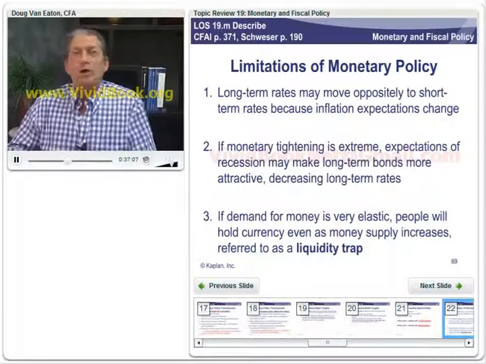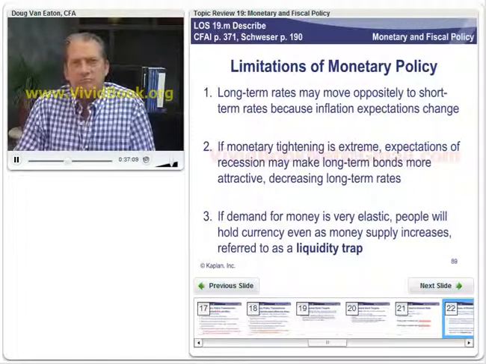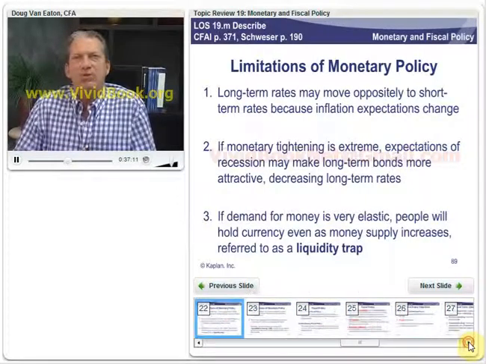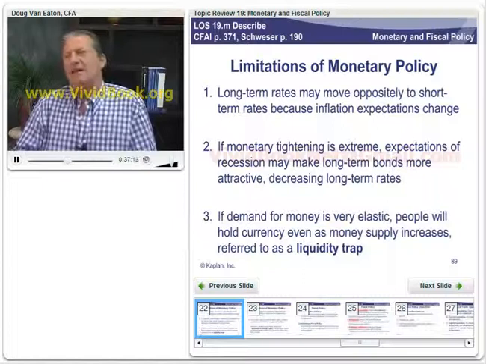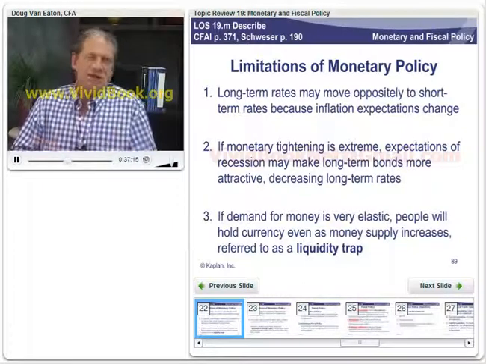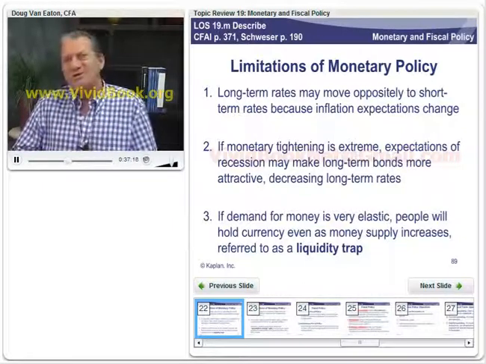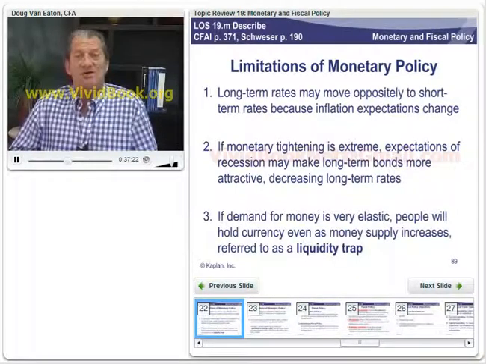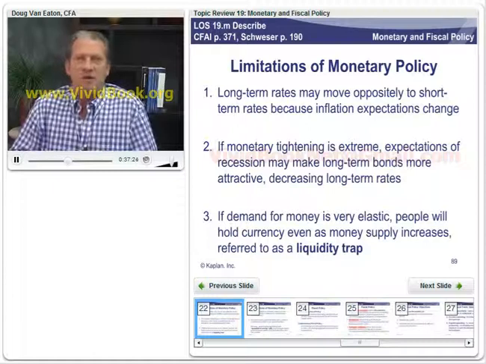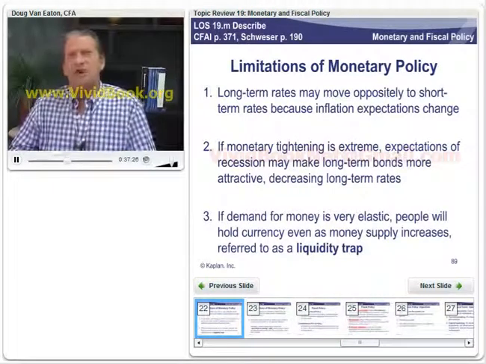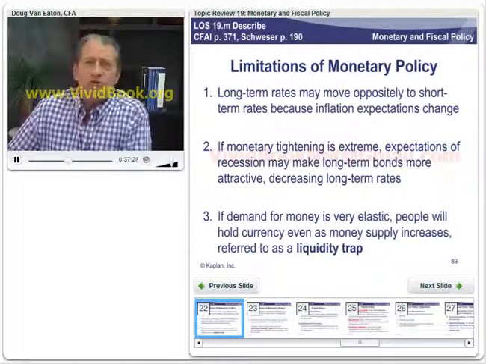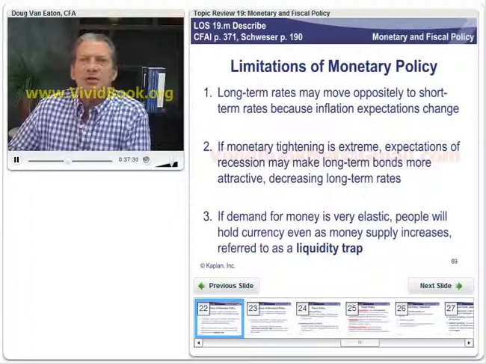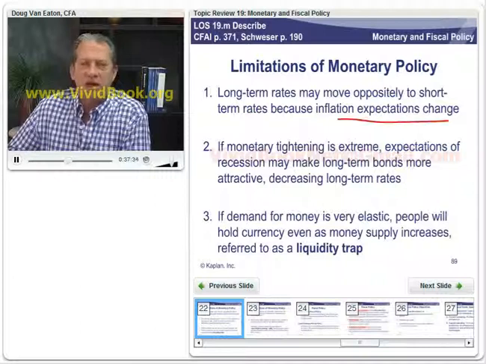So, earlier we talked about the banking system, the potential, and how this transmission mechanism works. Well, are there reasons why it might not work and limitations on what central banks can do with monetary policy? Well, yes, there are, and let's talk about them now. This first one says long-term rates may move oppositely to short-term rates because inflation expectations change.